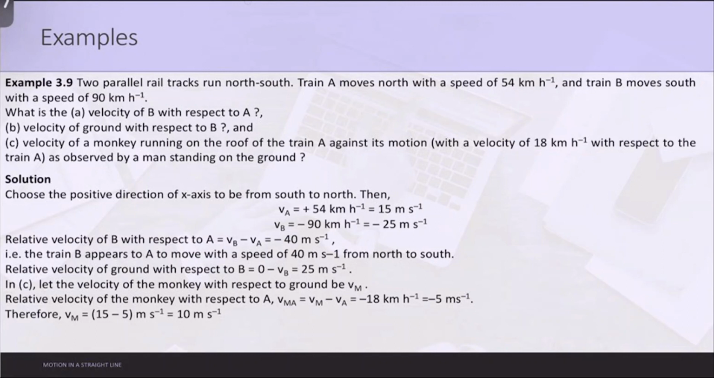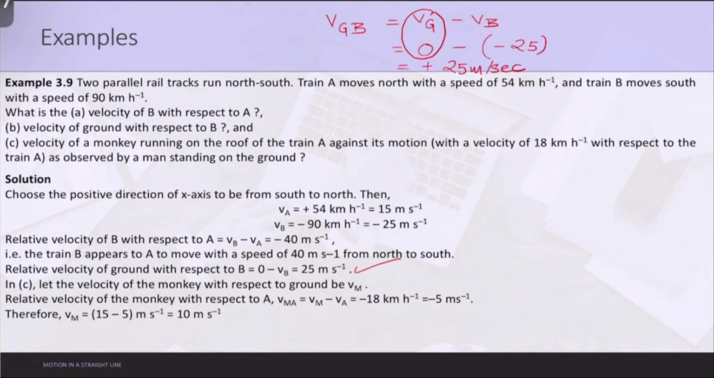The second question says: velocity of ground with respect to B. Okay, just keep on writing. So velocity of ground with respect to B is nothing but equal to velocity of ground minus velocity of B. So what is velocity of ground? Velocity of ground is 0. What is velocity of B? Velocity of B is nothing but equal to minus 25. So this will be equal to plus 25 meter per second. So the relative velocity of ground with respect to B is 0 minus minus 25, which is 25 meter per second. Okay, this is the only consideration you need to remember, that the velocity of ground can also be calculated like this. You just need to put the velocity of ground equal to 0.